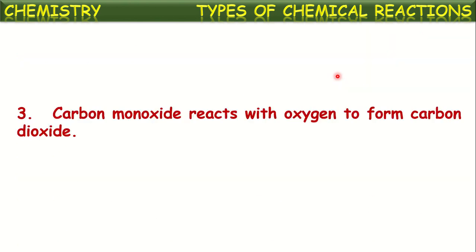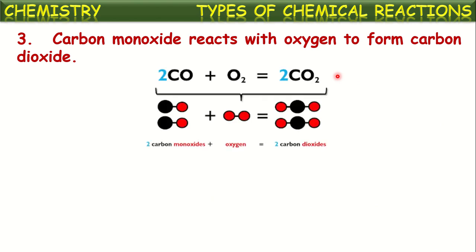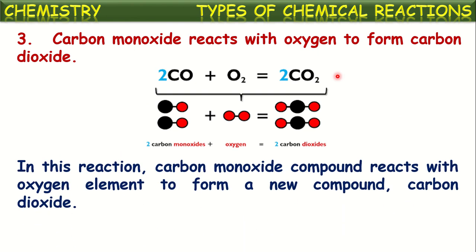Let us see another kind. Carbon monoxide reacts with oxygen to form carbon dioxide. So what is happening in this reaction? In this reaction, carbon monoxide, which is a compound, is combining or reacting with oxygen, which is an element, and forming carbon dioxide, a new compound. So here two substances are combining to form a new substance. So it is a combination reaction. And in this combination, a compound and an element are combining. Okay, a compound and an element are combining to form a new compound. So it is a combination reaction.